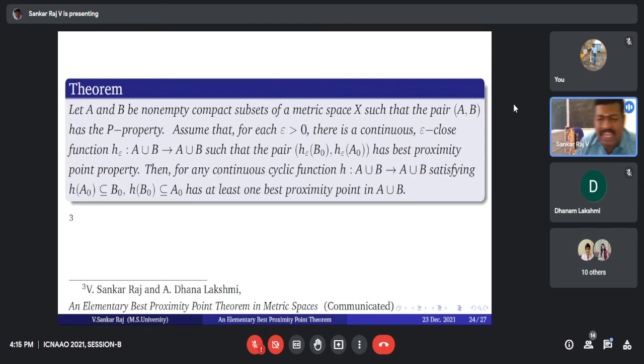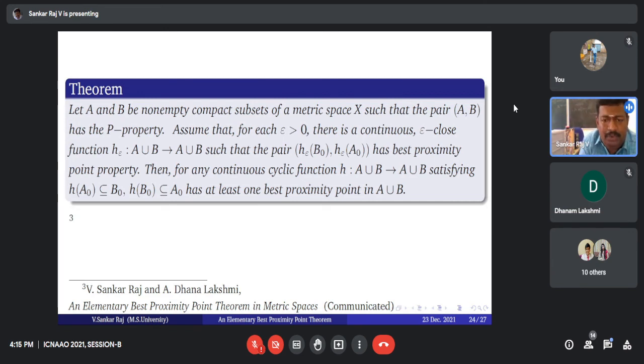Then any continuous cyclic function H from A union B to A union B, satisfying H of A naught is a subset of B naught and H of B naught is a subset of A naught, has at least one best proximity point. Note that when A equals B, this theorem reduces to the fixed point theorem which we have discussed in our preliminary section.